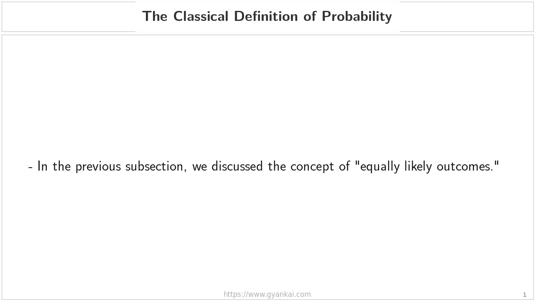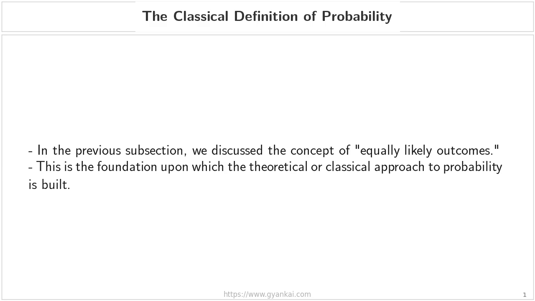Welcome, everyone. Let's begin our lesson on the classical definition of probability. To start, I want to remind you of what we covered in our previous subsection, where we discussed the concept of equally likely outcomes. This is a crucial starting point. You see, this idea of outcomes having the same chance of occurring is the very foundation upon which the theoretical, or what we often call the classical approach to probability, is built.